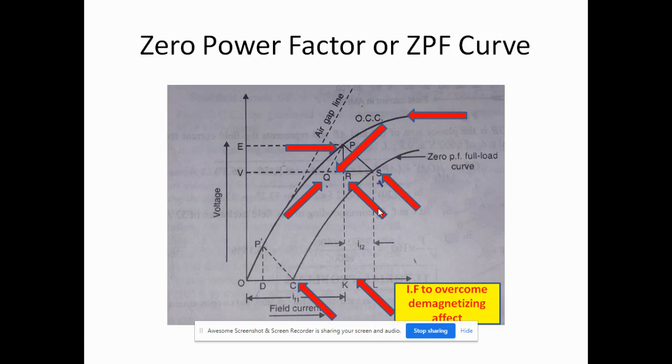Then next current is this one, QR. So look at the point QR. QR is the value of field current which is required to balance the leakage reactance drop Ia into XL whenever load is connected. So these are the two drops which affect the voltage regulation process, and these are the field currents, that is RS and QR. These are the field currents required to balance the demagnetizing effects and leakage reactance drop whenever load is connected during voltage regulation process.